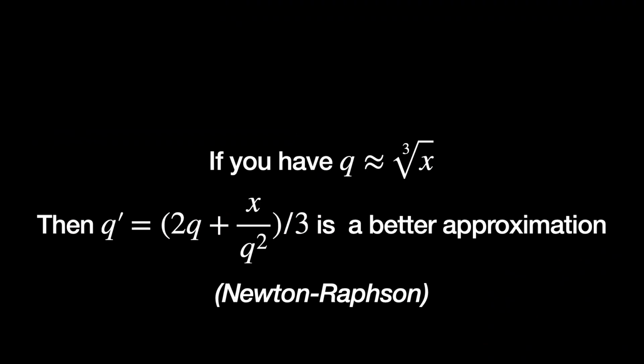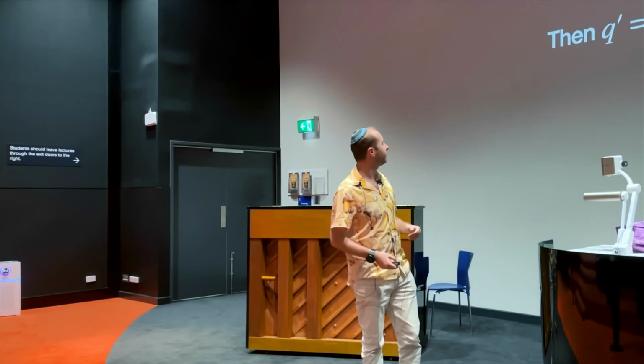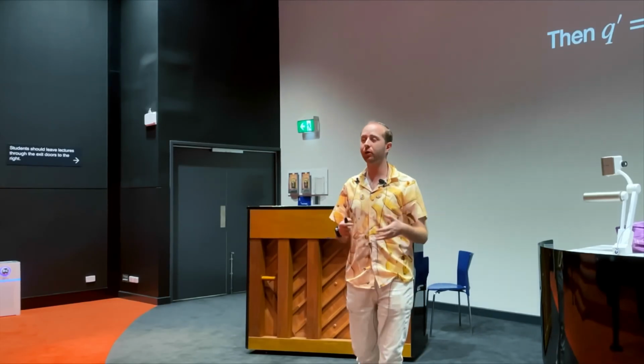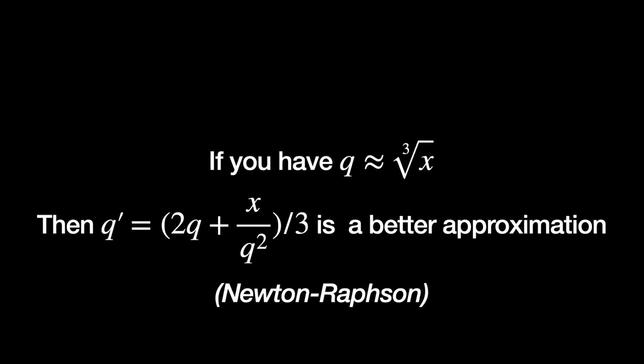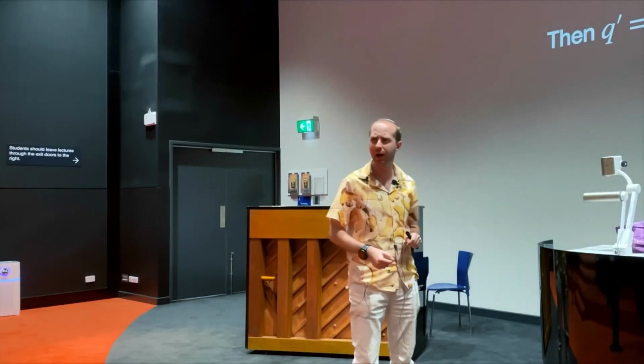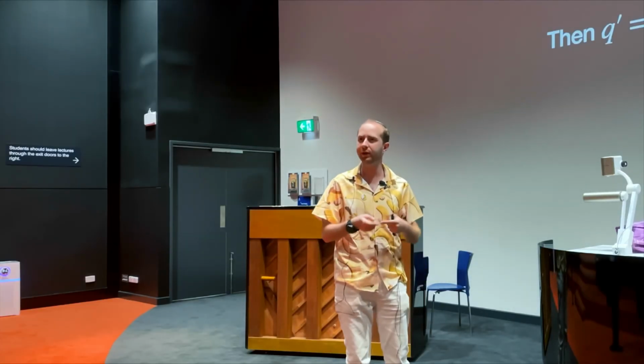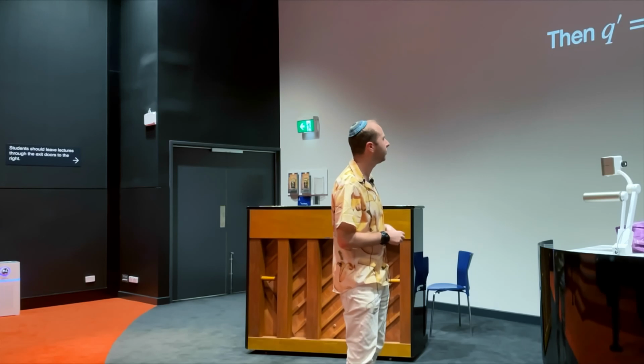Let's take it as a given for the time being that if you have q equals the cube root of x, then q prime is a better approximation, where q prime is given by this formula here. This is a simple application of differential calculus, where we take the derivative and use that to perform an approximation. Notice that the prime here, though, is not itself the derivative. That's just a note indicating a new variable.